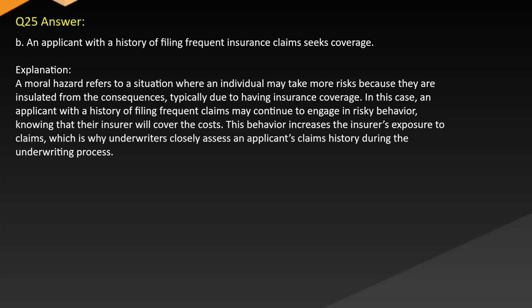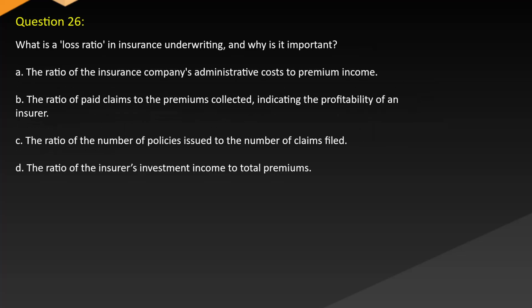This behavior increases insurers' exposure to claims, which is why underwriters closely assess an applicant's claims history during the underwriting process. Question 26. What is a loss ratio in insurance underwriting and why is it important? A. The ratio of the insurance company's administrative costs to premium income. B. The ratio of paid claims to the premiums collected, indicating the profitability of an insurer.